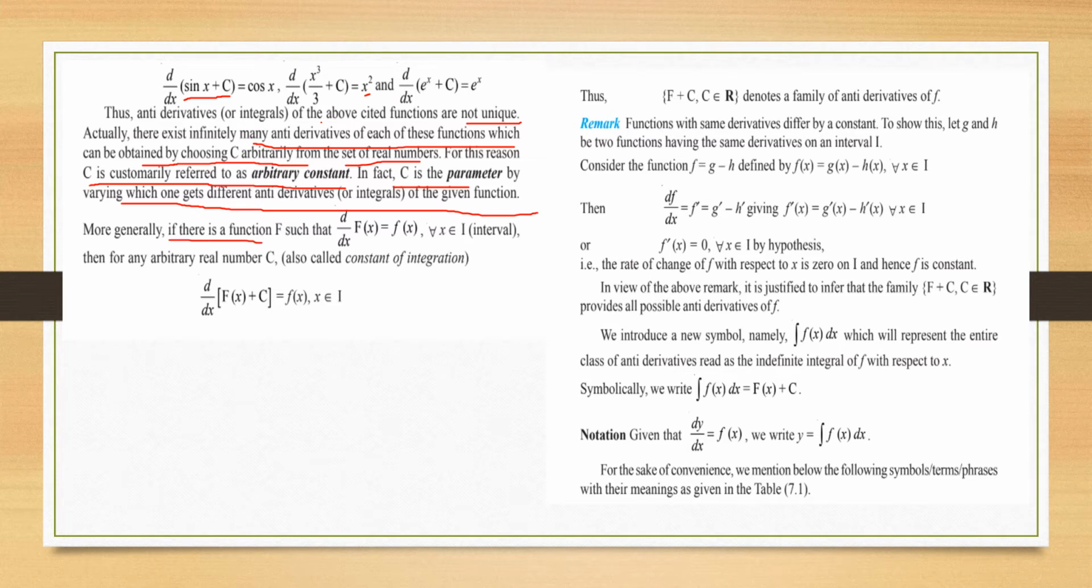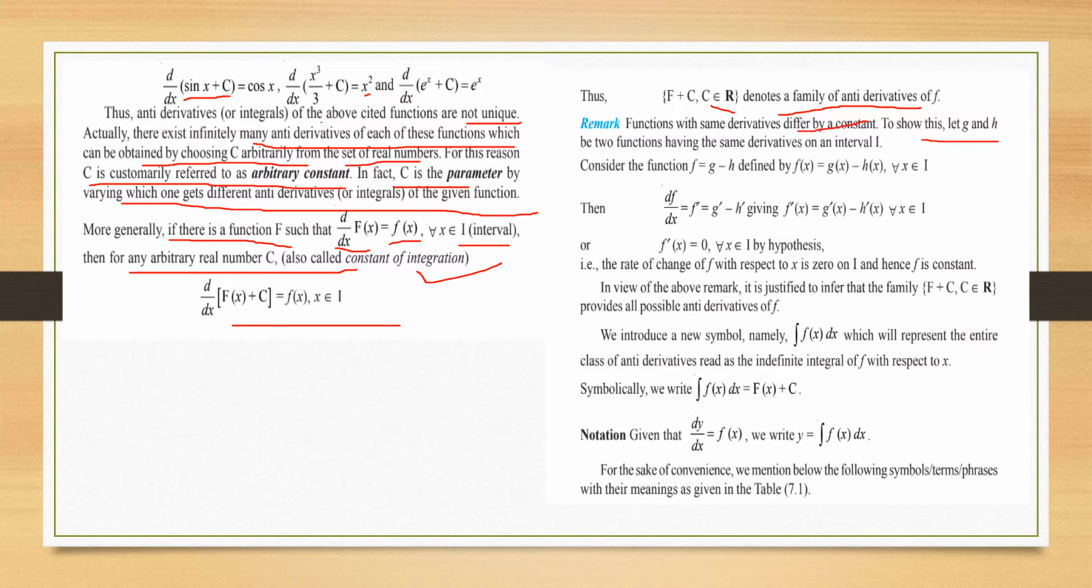So if there is a function capital F such that d/dx of F(x) is f(x) for all x belonging to I, then for this arbitrary real number c, called the constant of integration, d/dx of (F(x) plus c) is equal to f(x) for x belonging to I. Therefore, F plus c, where c belongs to R, denotes the family of antiderivatives of f. So functions with the same derivative often differ by a constant.